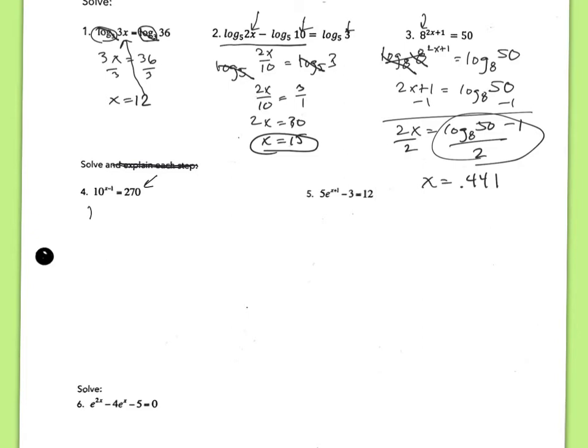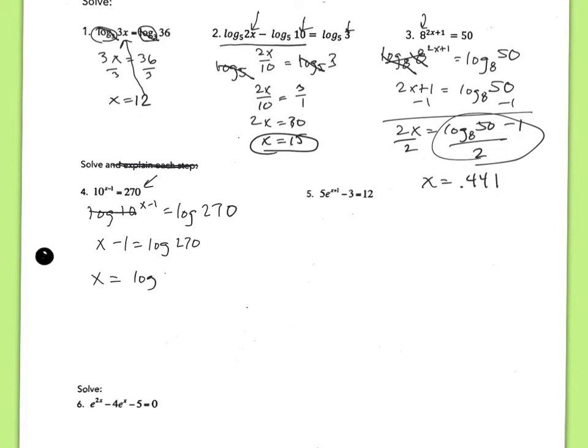Log base 10 is the common log. So I'm not going to write base 10. That's extra. So we have log of 10 to the x minus 1 equals the log of 270. This is just the regular log button on your calculator. Now, of course, just like we saw before, that's gone. So x minus 1 is equal to the log of 270. And then clearly all we have to do is add 1.